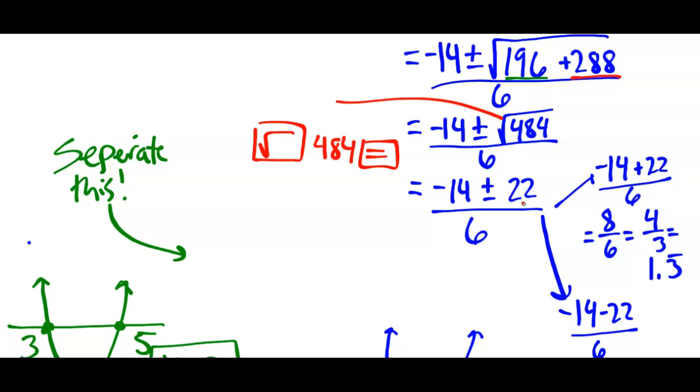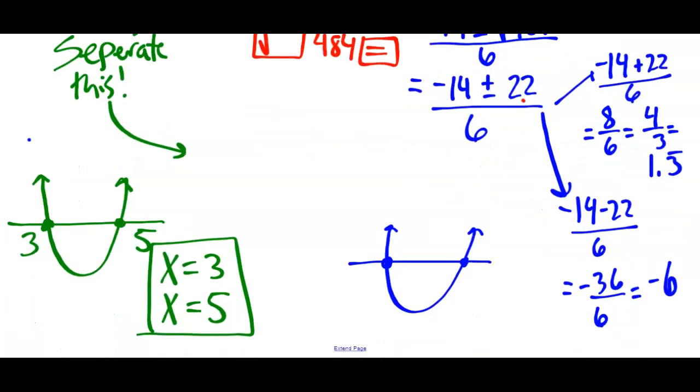Then we have to separate. Negative 14 plus 22 divided by 6. 8 divided by 6, 4/3, or 1.3 repeating. And separate again. Negative 14 minus 22 divided by 6, negative 36 divided by 6. That'll give me negative 6.